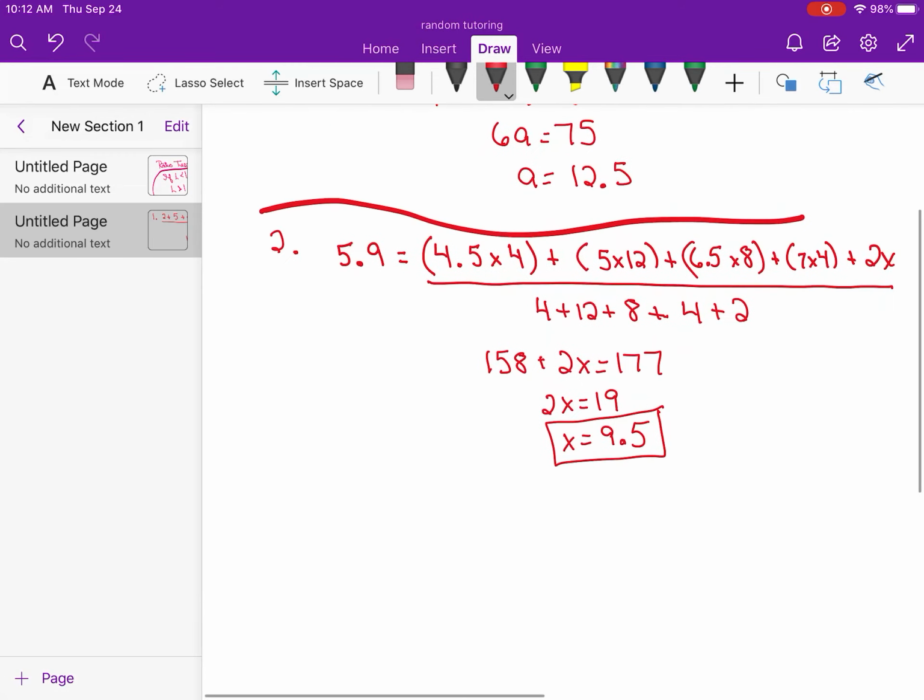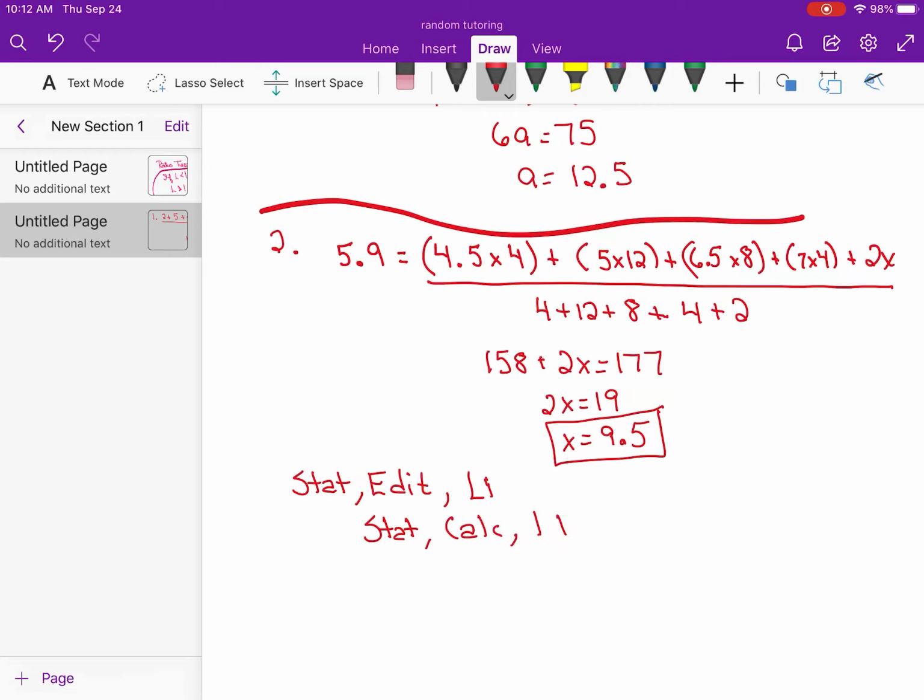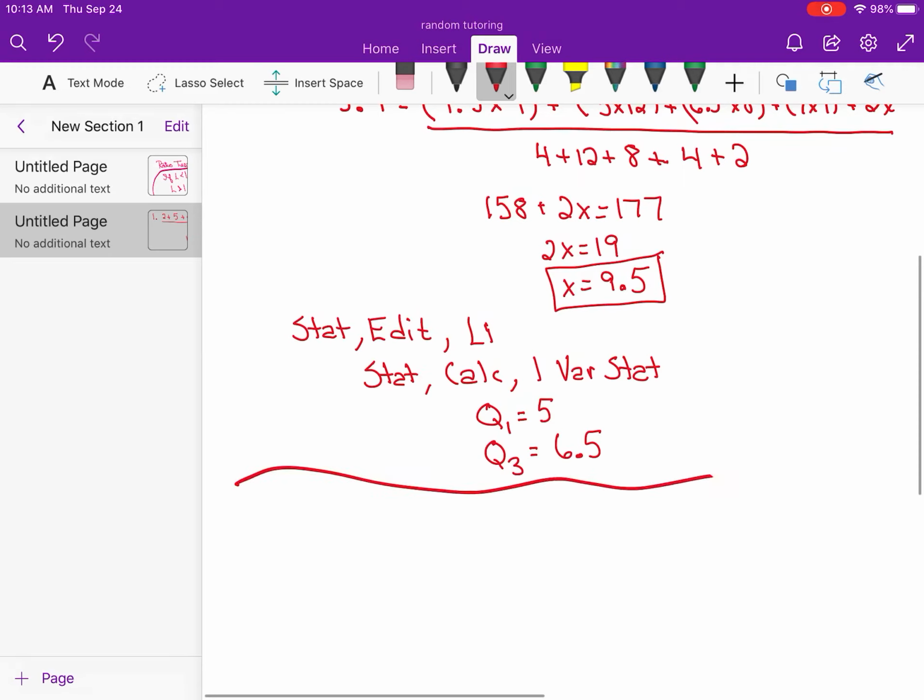All right, to find Q1 and Q3 respectively, you've got to put all that in your calculator: stat, edit, and then L1, and then you can do your frequencies, or you could just write it all into L1, however you'd like to do it. But then you've got to do stat, calc, one variable stat. Okay, and then you end up with Q1 being 5 and Q3 being 6.5. So your calculator will give you that information.